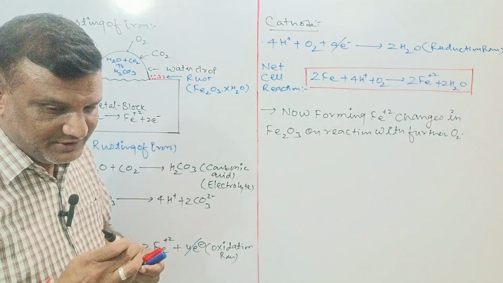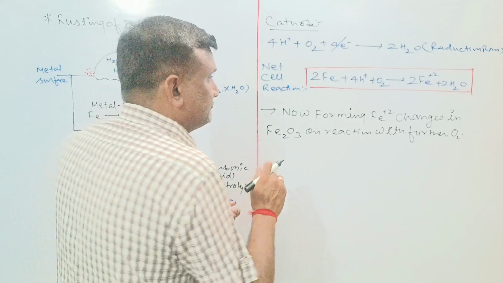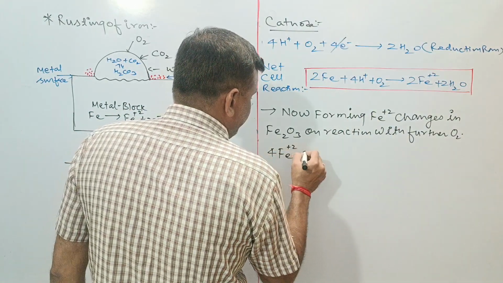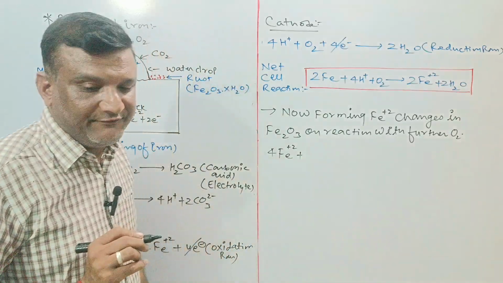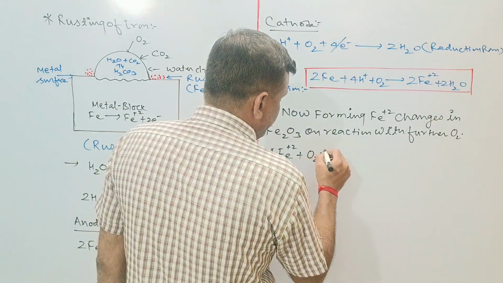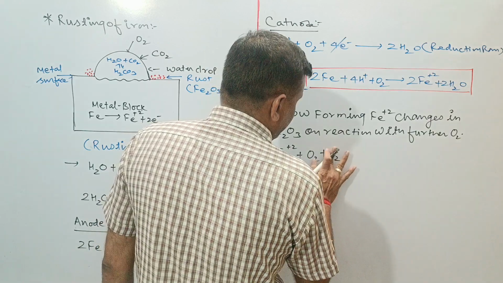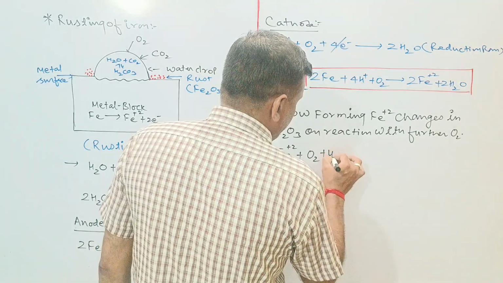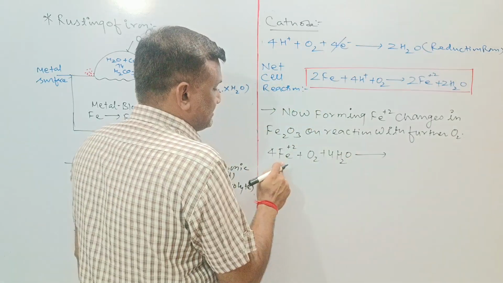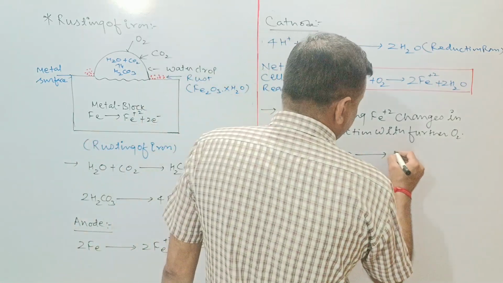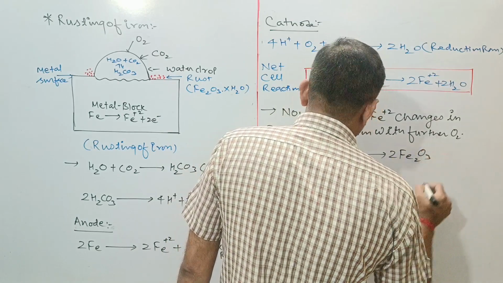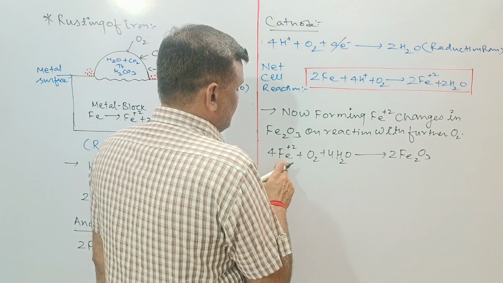And now it is time to discuss the 4 of Fe plus 2. If we go further, then we can take O2 and H2O moisture as 4 of H2O. So the reaction will be: this is 4 of Fe plus 2, then it will form 2 of Fe2O3 and 2 of Fe.